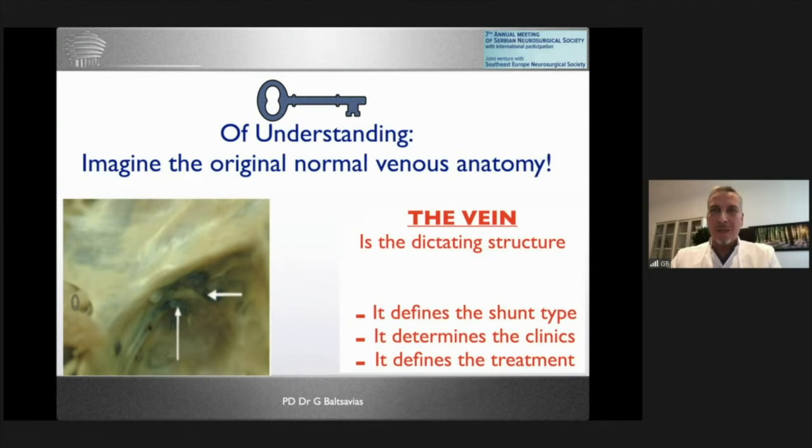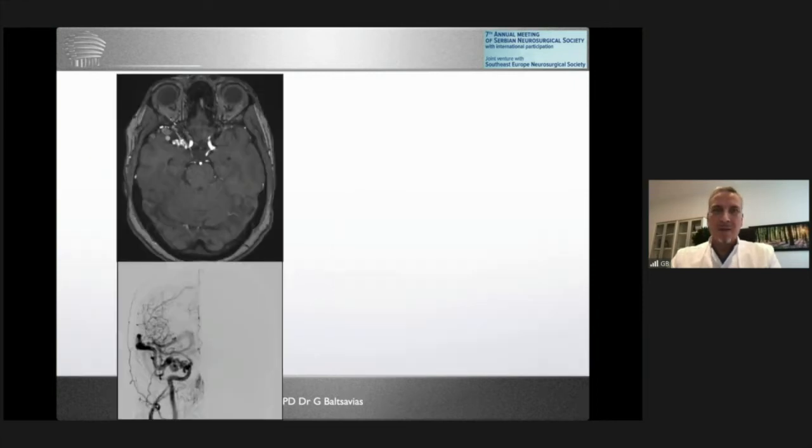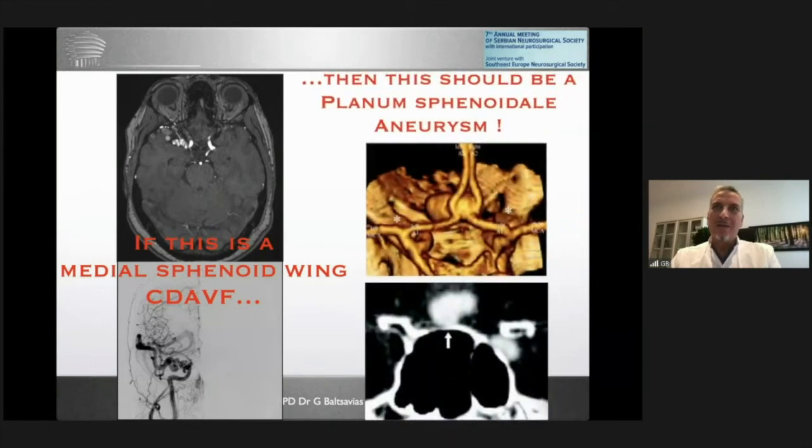Therefore, the vein is the dictating structure. It defines the shunt type, it determines the clinics, it defines the treatment. Let me say it this way. If this is a medial sphenoid wing dural fistula, then this should be a planum sphenoidale aneurysm. But it is actually an ACOM aneurysm. We made progress in that respect.